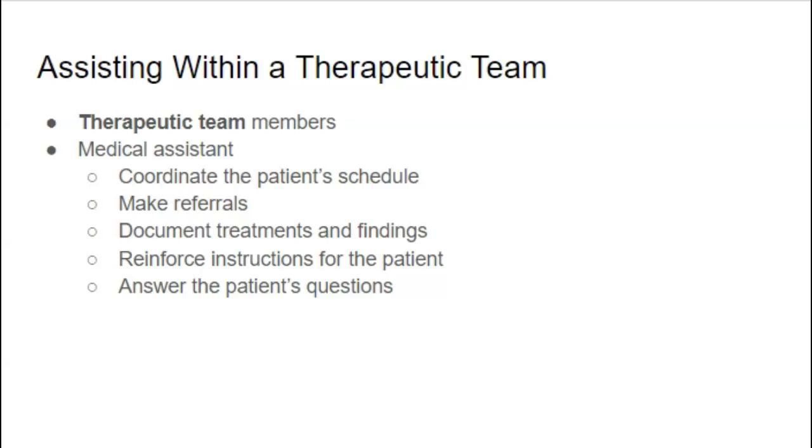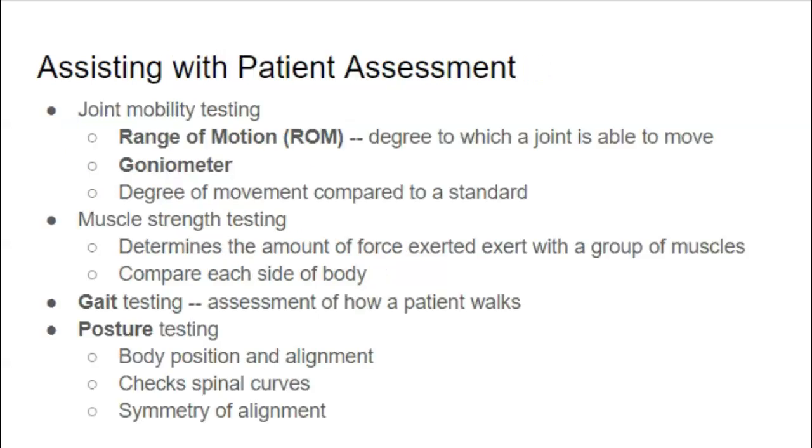Reinforcing instructions is huge, because a lot of times you can't just tell these patients something once. You need to tell them once or twice, and then you need to write it down, and then you need to give them a number to call if they have any questions, okay? Because frequently when they leave the doctor's office, they forget half of what was told to them, okay?